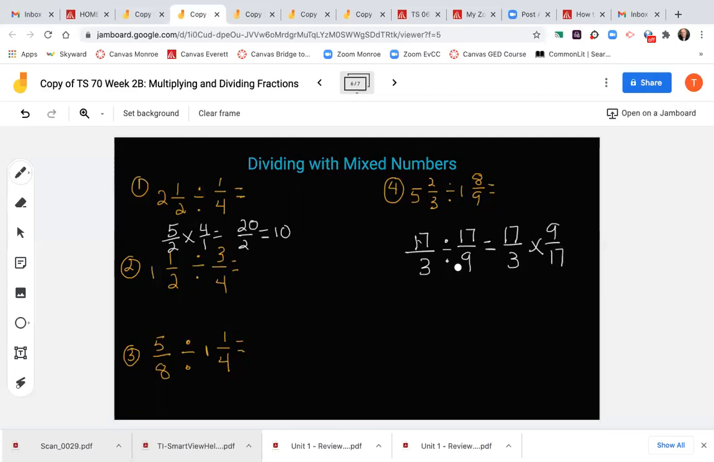I'll show you why. I flipped this upside down. 17 over 9 became 9 over 17. And then this cancels. This becomes 1. This goes into itself once and 3. That gives me an answer of 3. So that's dividing mixed numbers.